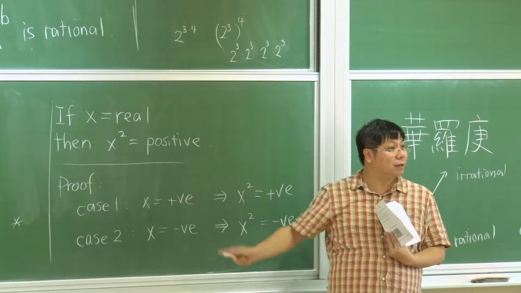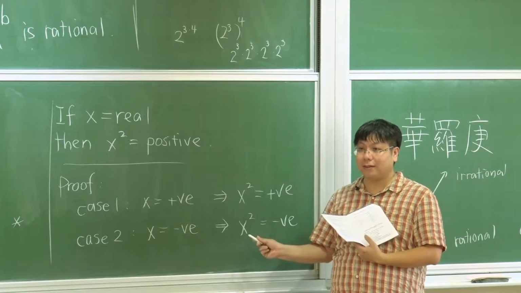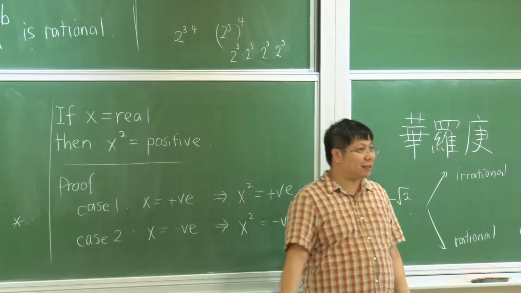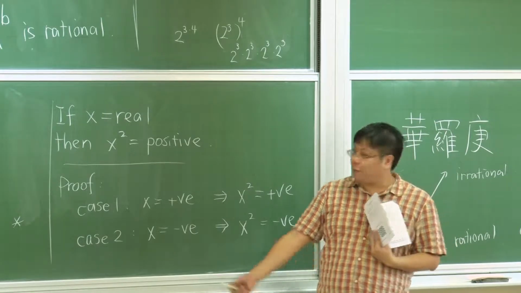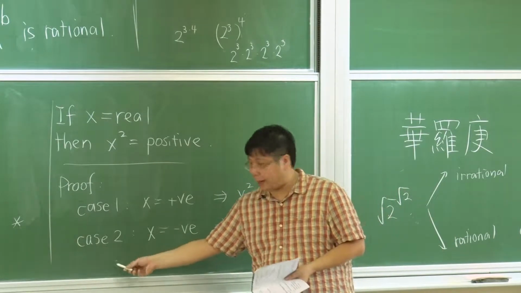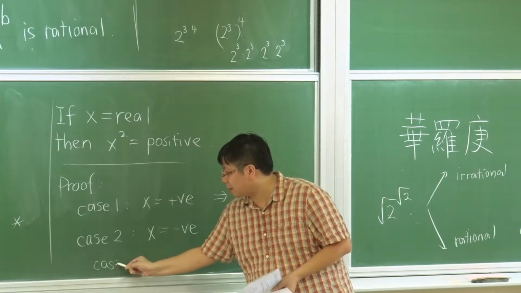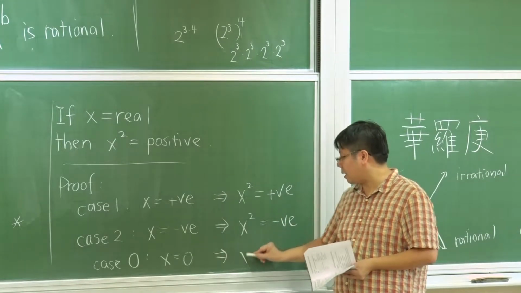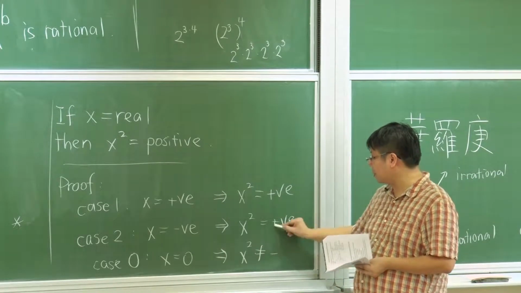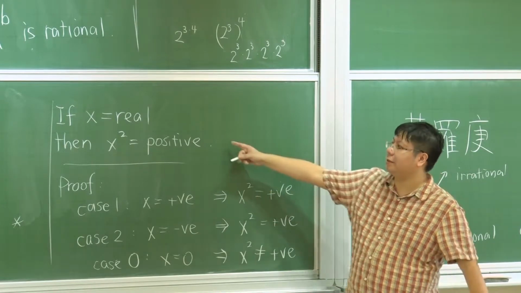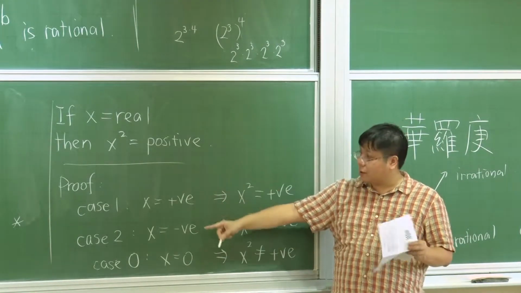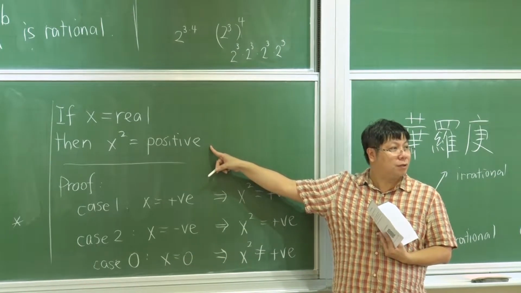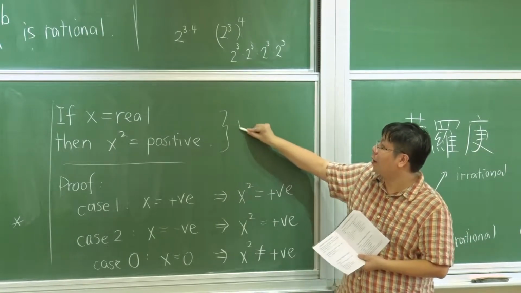There's something wrong. What's wrong? Very good. We miss a case. We miss the case that x can be 0. If x is equal to 0, let's call it case 0, then x squared is not positive. So this is not true. It is because not all cases will lead to the same conclusion, that x squared is positive. So this is actually something wrong.